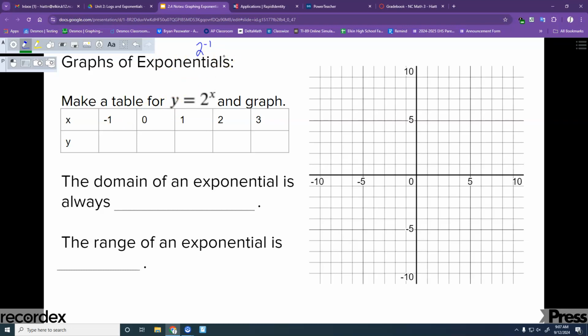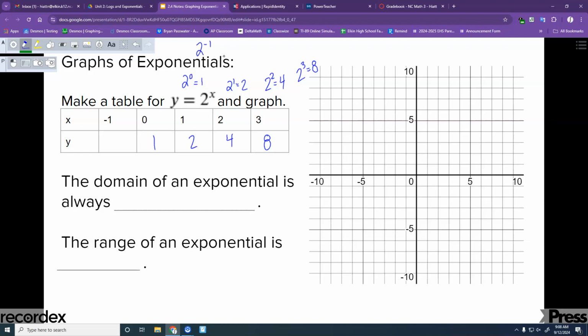What is 2 to the 0 power? It's not 0. Type it in. It is 1. That's weird, too, isn't it? I'm going to show you why that's the case in a second. What is 2 to the first power? 2. That goes here. What is 2 to the second power? 4. That goes here. 2 to the third power is 8. That goes here.